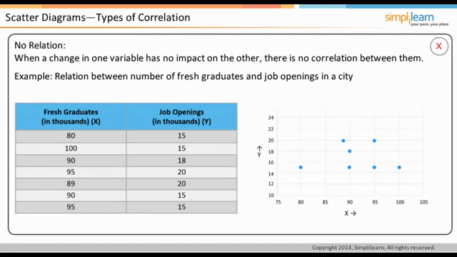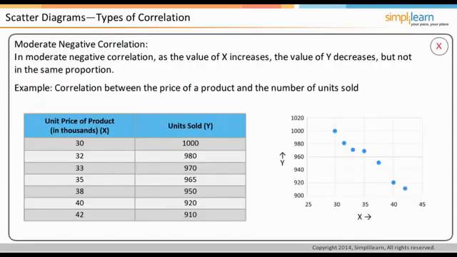It can be observed that the data points are scattered and there is no trend emerging from the graph. Therefore, there is no correlation between the number of fresh graduates and the number of job openings in the city. In moderate negative correlation, an increase in one variable results in a decrease in the other variable. However, this change is not proportional to the change in the first variable.